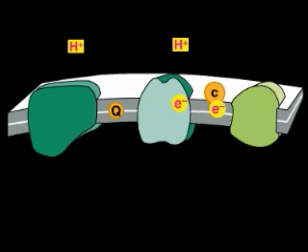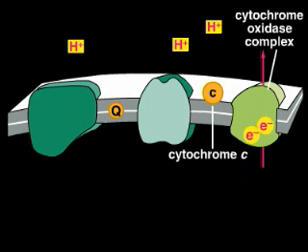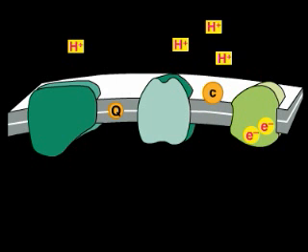Because each complex in the chain has a higher affinity for the electrons than the previous one, the electrons keep moving through the chain unidirectionally. Finally, cytochrome C delivers the electrons to the cytochrome oxidase complex, a third proton pump. The cycle repeats until the cytochrome oxidase complex has accumulated 4 electrons.